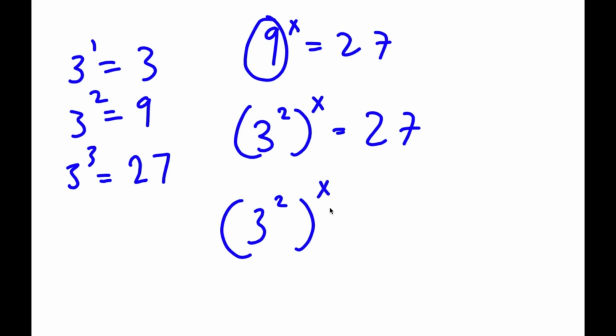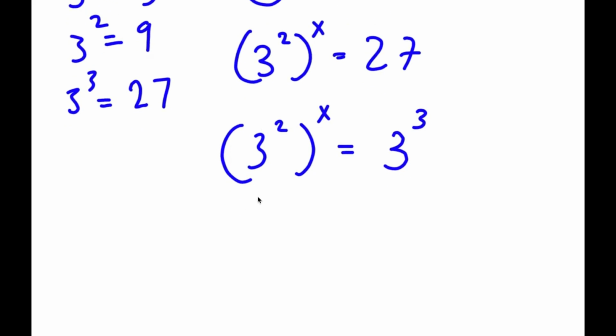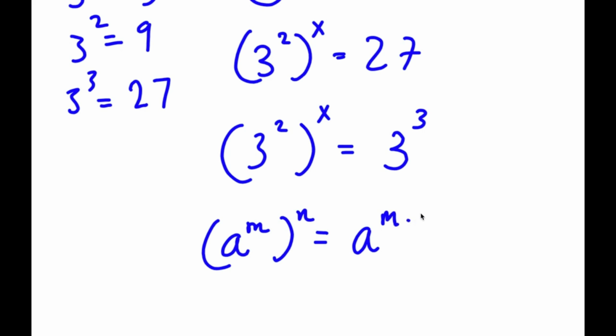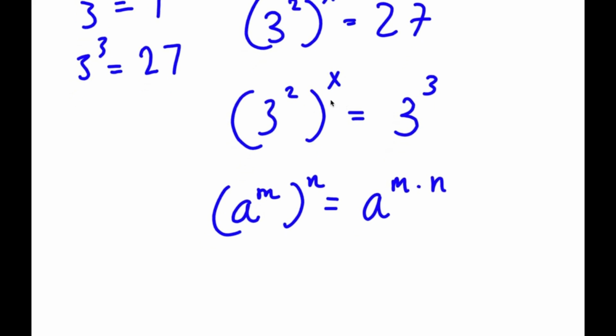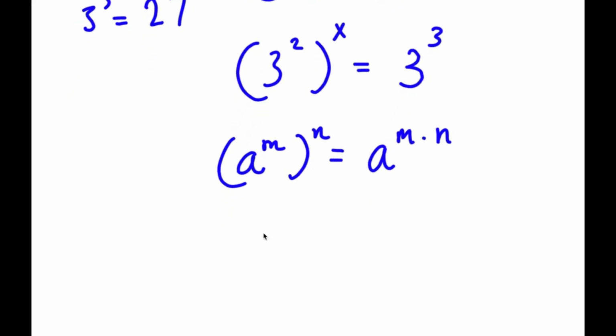So now I have 3 to the power of 2 to the power of x is equal to 3 to the power of 3. Now if I have something in the form a to the power of m to the power of n, this is equal to a to the power of m times n. So 3 to the power of 2 to the power of x is going to equal 3 to the power of 2 times x, which is simply 3 to the power of 2x. And this is equal to 3 to the power of 3.